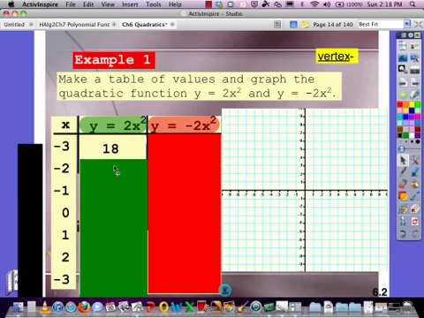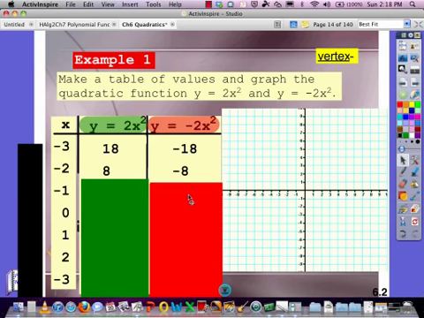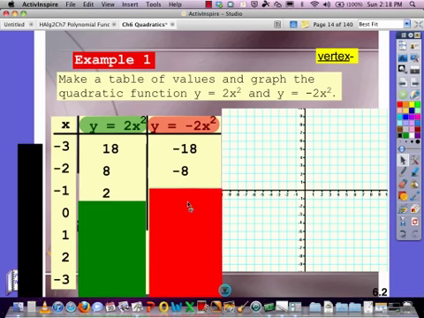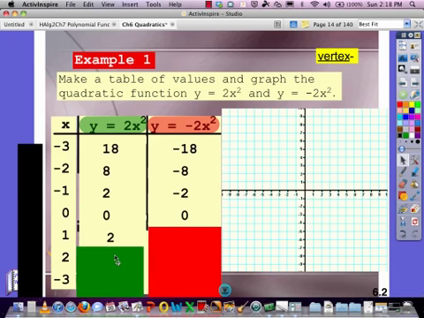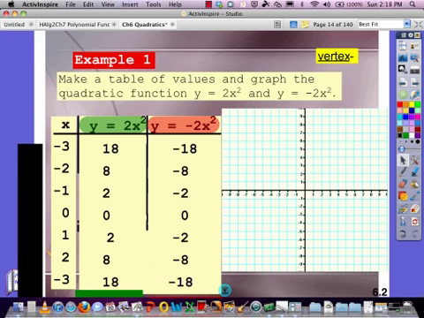And we're getting some points. When x was -3, y was 18 on the one, it was -18 on the other. -2, 8 and -8. -1, 2 and -2. 0, 0. 1, 2 and -2. So you're seeing the exact same values, except for now opposite signs.